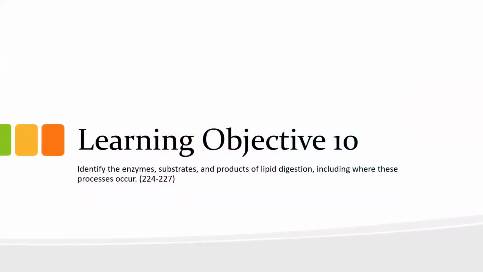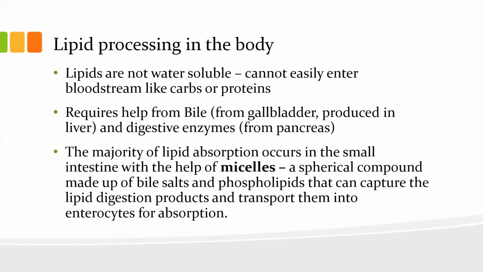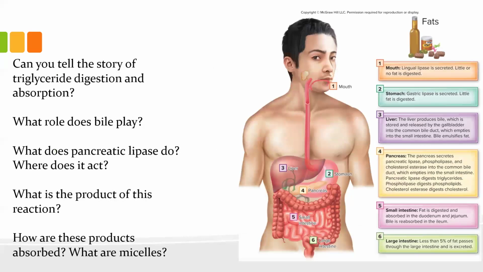Now, let's talk about how we actually digest lipids and where we do that. Remember that lipids are not water soluble. They cannot get into the bloodstream. And so they're going to need bile and digestive enzymes from the pancreas in order to be digested. And then we're going to absorb them with the help of our micelles, which is a spherical compound made up of that bile salt and phospholipids that can help capture lipid digested particles and transport them into the enterocytes for absorption.